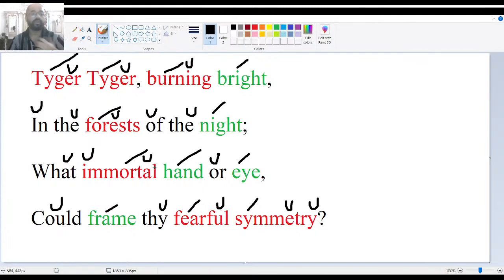Read the poem. Which rhythm do you find? Tiger, tiger, burning bright in the forests of the night. What immortal hand or eye could frame thy fearful symmetry?